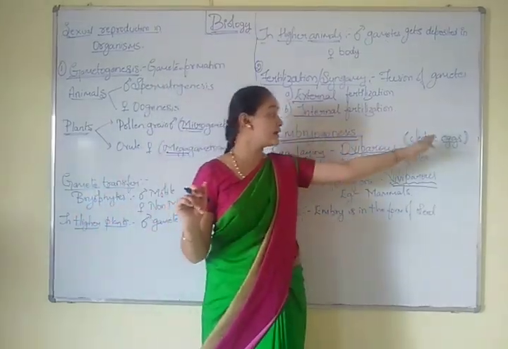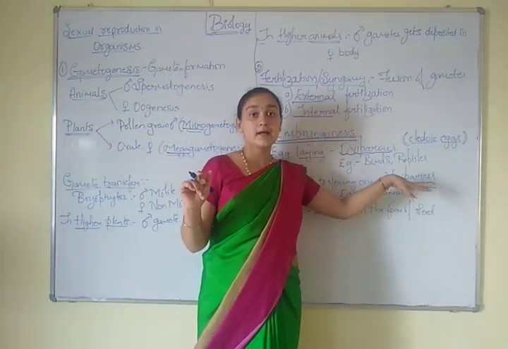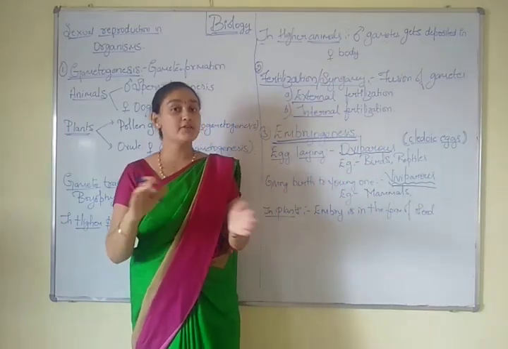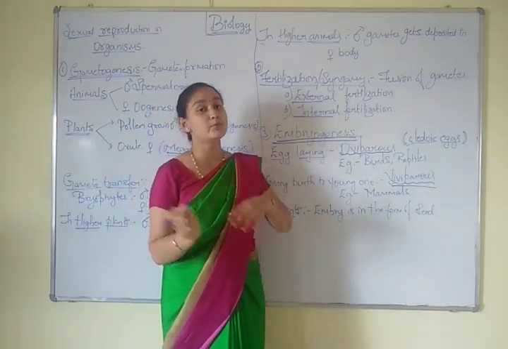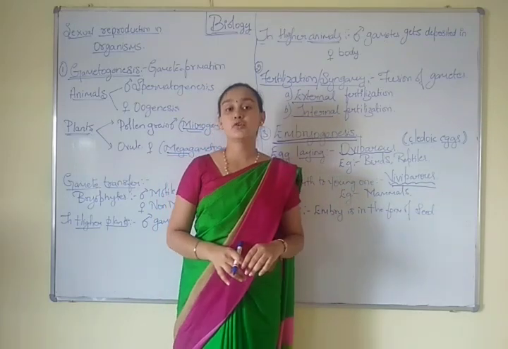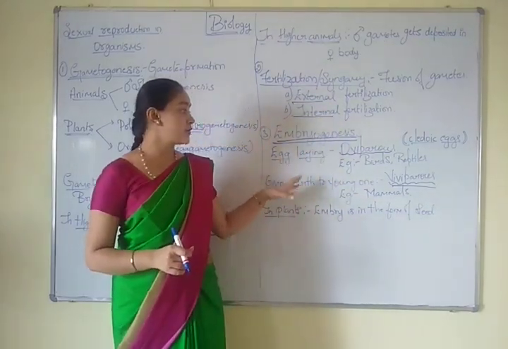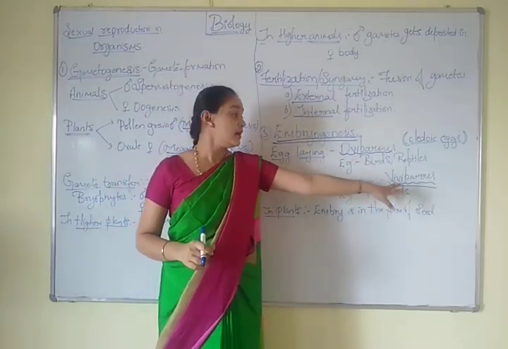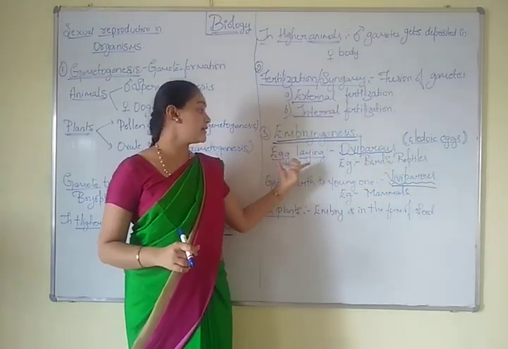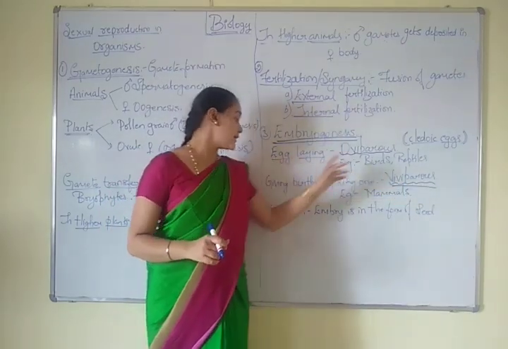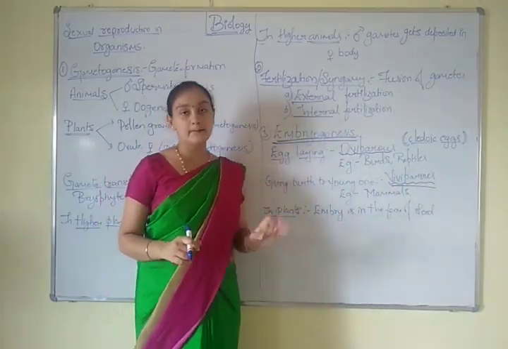Whereas in the cleidoic eggs, like in birds and reptiles, inside the eggshell there will be nutritive media which provides the nourishment to the developing embryo. Understood? Now, the two forms are viviparous and oviparous. Oviparous are the egg laying animals, whereas viviparous give birth to the young ones.